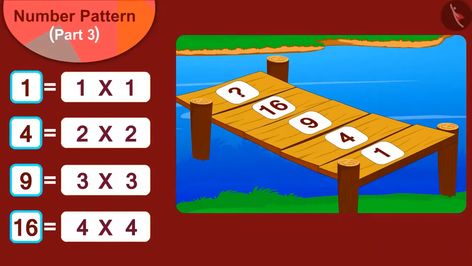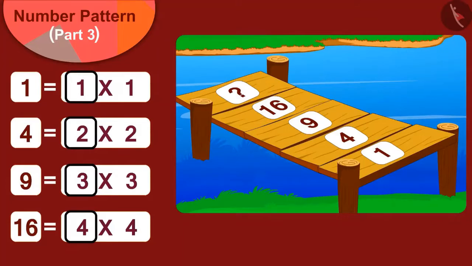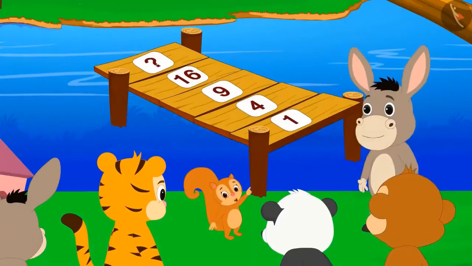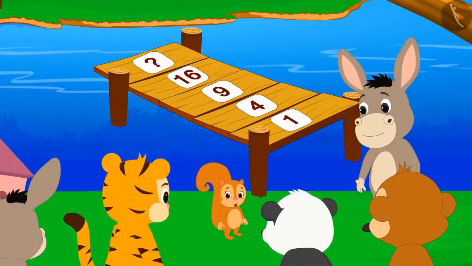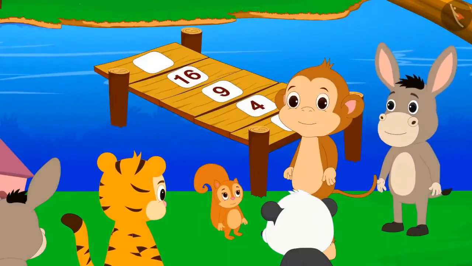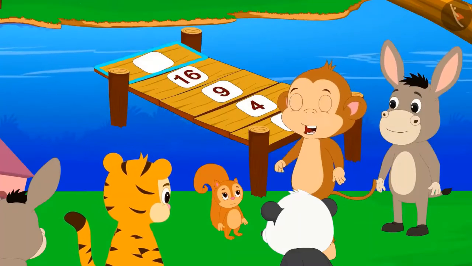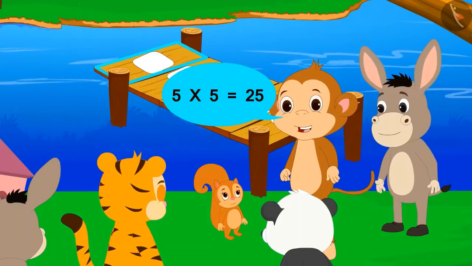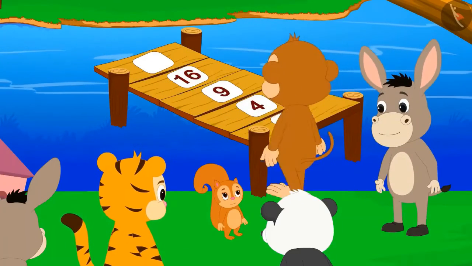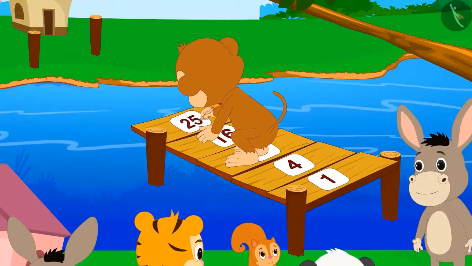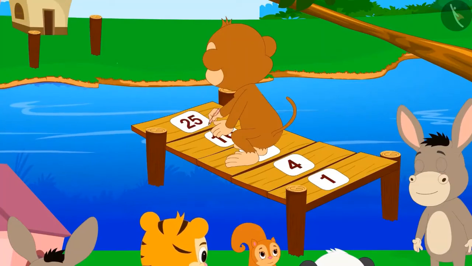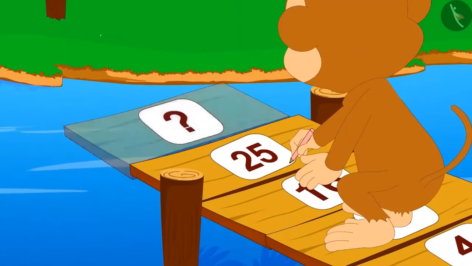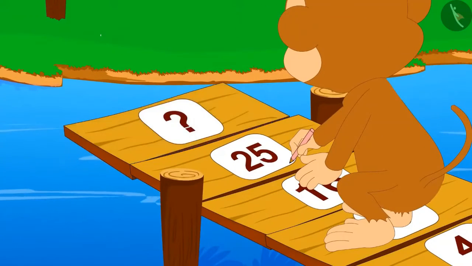This means that the number written on the plank can be found by multiplying the number of the plank by itself, Chanda excitedly told the villagers. That would mean the number written on this fifth plank would be 5 times 5, 25. Saying this, Babban immediately wrote 25 on the fifth plank. As soon as Babban wrote the number, the next plank of the bridge got added to the bridge.